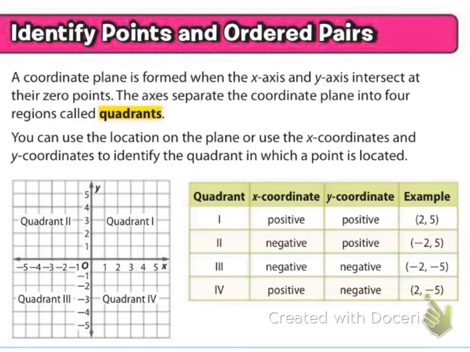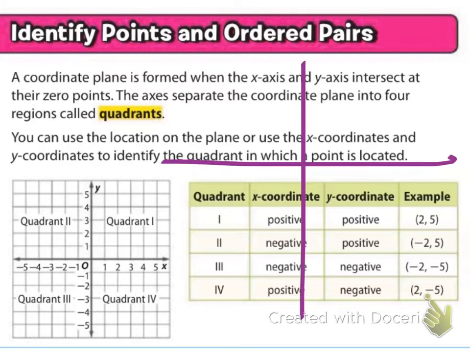Alright. So the first thing that we want to talk about are identifying points in ordered pairs. The coordinate plane is formed when the x-axis and the y-axis intersect at their 0 points. So I'd like for you to draw on your paper a plus sign like this. And I want you to label the y is the one that goes up and down, and the x is the one that goes side to side.